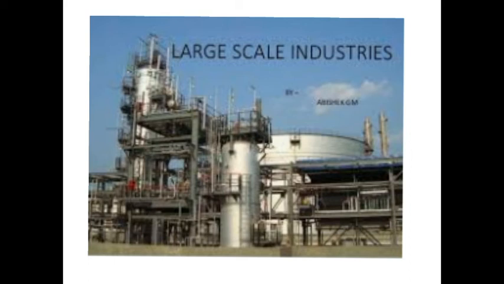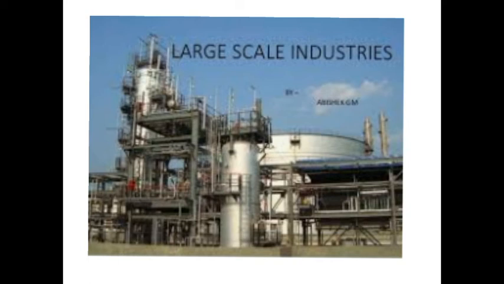Large scale industries include textile mills, iron and steel plants, and oil refineries, which are huge factories where crude mineral oil is purified. Chemical plants and factories manufacturing automobiles and railway equipment are also included. So these large scale industries are generally located in areas where raw materials and power are easily available.